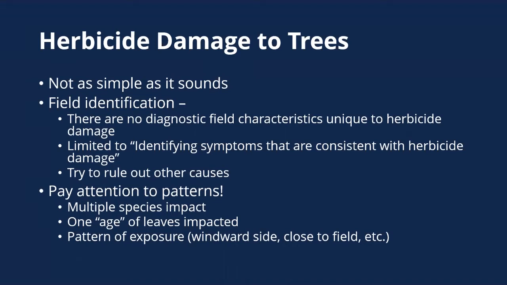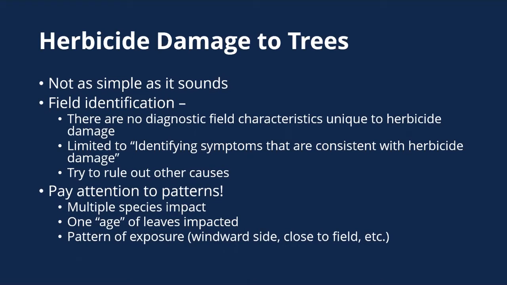The big thing when you're looking at herbicide damage is paying attention to the patterns. One of the big ones is are multiple species impacted, particularly if they are unrelated or distantly related. Most of our insects and pathogens do not cross those taxonomic lines very widely. So if you have multiple species that are sharing the same symptoms, that are close to each other, that are unrelated, that's a good indication that it's some type of abiotic impact. It could be herbicide, it could be something else, but that's a really good indication that it's not a biotic issue.